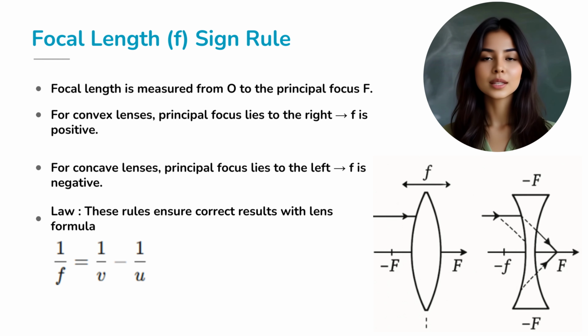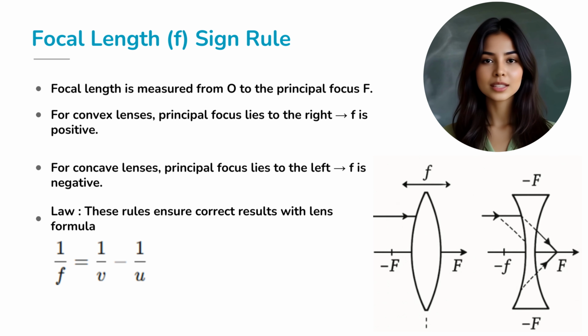Now students, let's talk about the focal length sign rule. Imagine you're standing at the optical center, O, like the referee in a football game. The principal focus, F, is the goalpost where all the light rays want to meet.